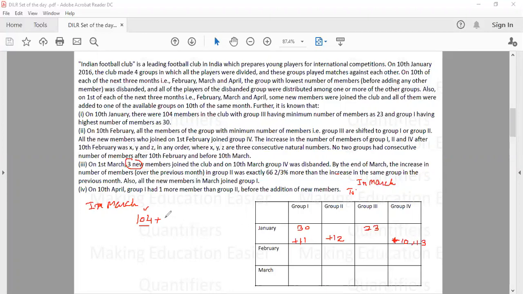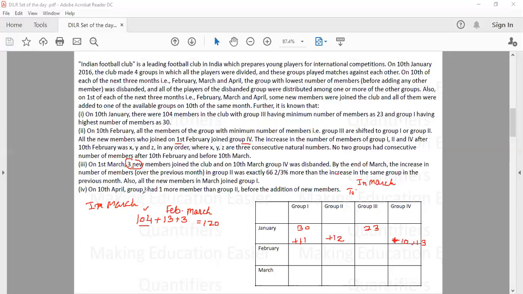So if I assume that they are 13 in number, in Feb, these were the new members who joined group 4. It's already written that all the new members who joined on 1st February joined group number 4. So in group number 4, either 13 members joined or 10 members joined. If I assume 13 members in February joined group number 4, and on 1st March 3 new members joined the club, so there will be 3 new members in March. That means there are in total 120 members in March when group number 4 was disbanded.